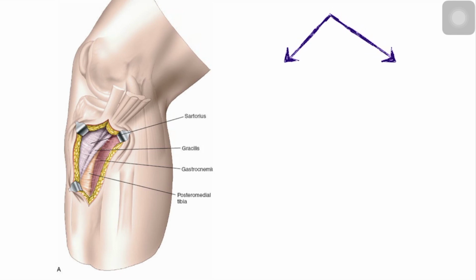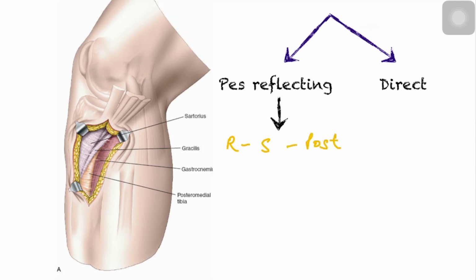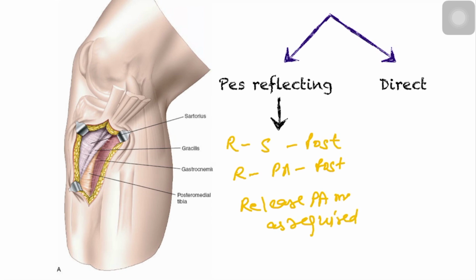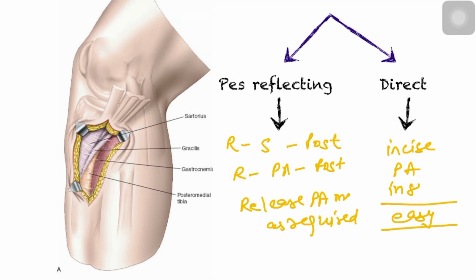One is a pes reflecting approach and the other is a direct approach. In the pes reflecting approach, we reflect the sartorius muscle posteriorly, then we retract the whole of the pes anserinus posteriorly, and then we release the pes anserinus tendons as required. And in the direct approach, we incise the pes anserinus insertion at the tibia. So this is very easy, but closure is difficult here.